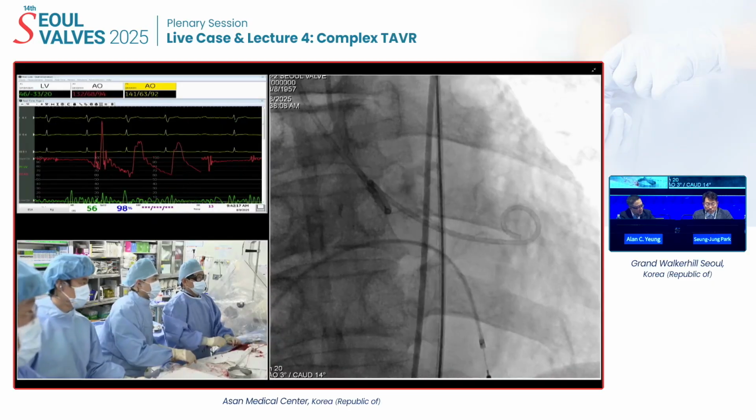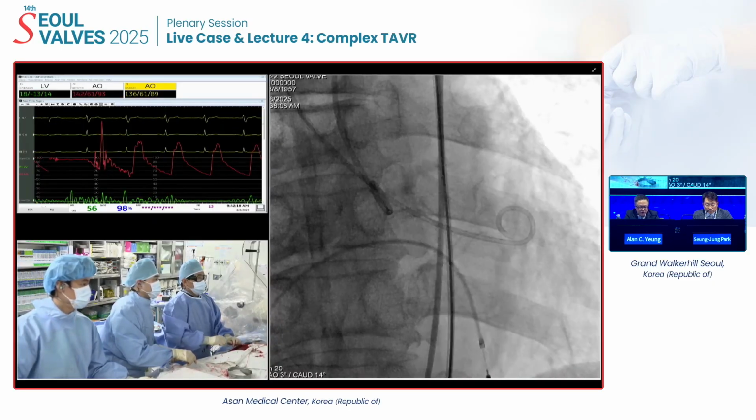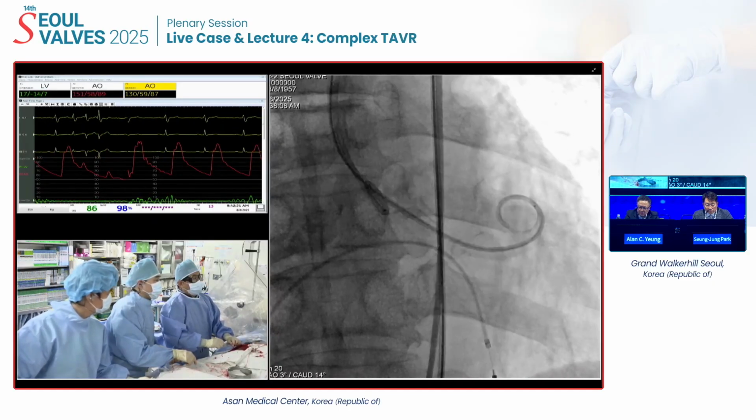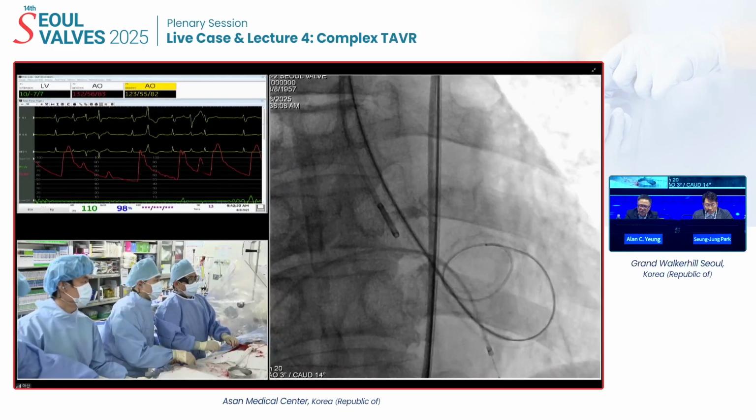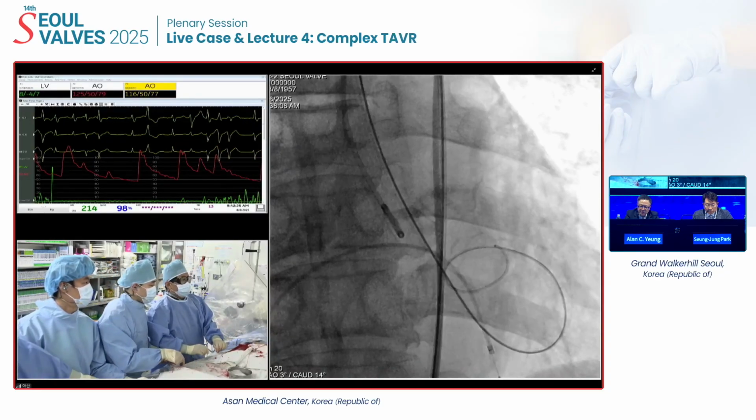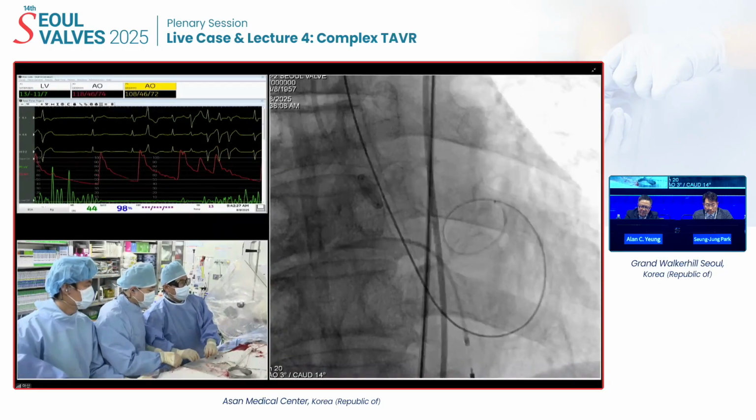What wire do you use in Korea? What brand is that? What do you use, Jung-Min? Safari is my choice. No, not that wire, the crossing wire. I use the Ringer torque wire made by the Cook company.